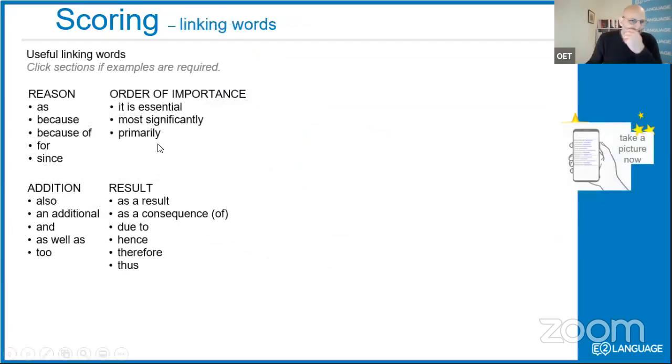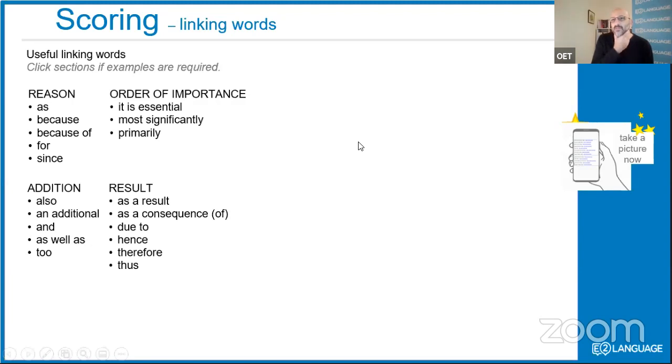So linking words, the other thing that we're talking about here, useful linking words that you've got in relation to what we call the function of the language: for reason, for the order of importance, for addition, and for result. You might want to take a screenshot here. I will often see, as a teacher, that people always rely on the same kind of linking words. Try and expand your net a little bit. Try and take on linking words that maybe you don't depend on all the time. Just show a nice depth of vocabulary.